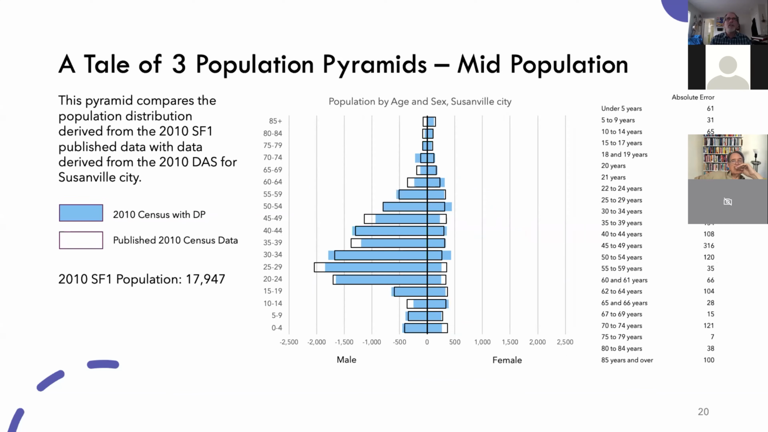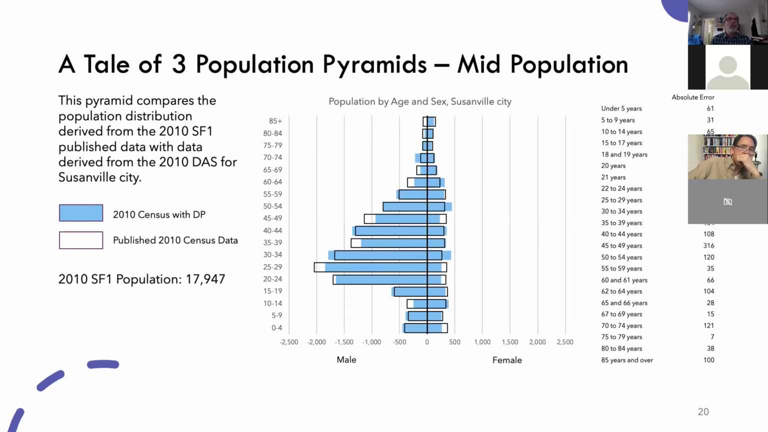Okay, so the second is a mid-population, in this case Susanville. And I wanted to look at Susanville because you notice it has a significant bulge in the male population from 20 to 24 all the way up to about 60 to 65. And this is because there's a major prison within Susanville City. So I wanted to take a look at how this distorted the data.